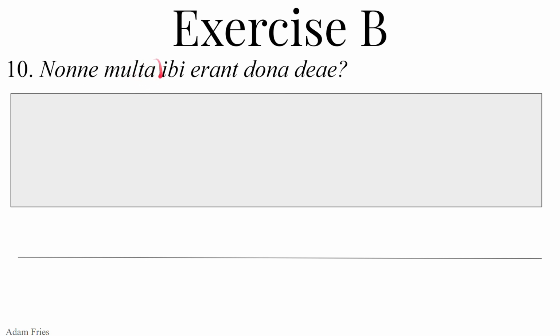Multa. Multa could be several things. It could be nominative singular feminine, or it could be the nominative or accusative plural neuter of multus, much, plural many. Hang on, let's see what it is. Ibi, adverb, it's its only form, meaning there, in that place. Where? There. So it's an adverb, describing the verb. It shows where this thing was. Errant, third plural, imperfect of sum, esse, fui, futurus. Eram, eras, erat, eramus, eratis, erant. So something were. Something were there. Were something there? Were many things there? Ooh, were many things there?